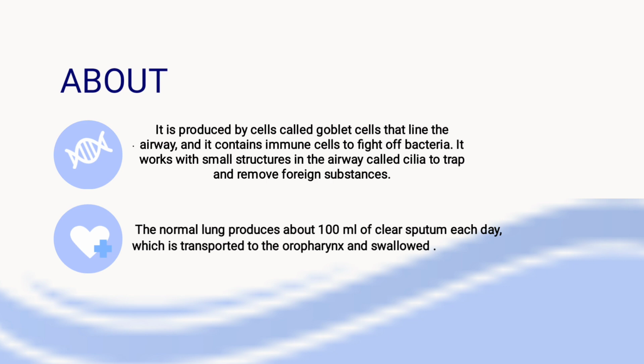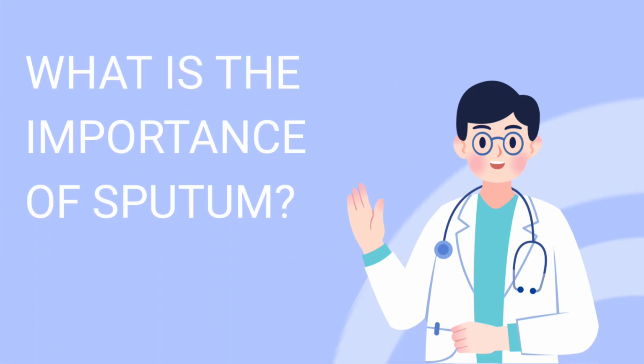So the mucin is produced by the goblet cells that line the airway and contains immune cells to fight off bacteria, and it also helps the cilia to trap and remove foreign substances. The normal production of mucin is about 100 ml each day, which is transferred to the oropharynx and is generally swallowed. So what is the importance of sputum, especially in the clinics?